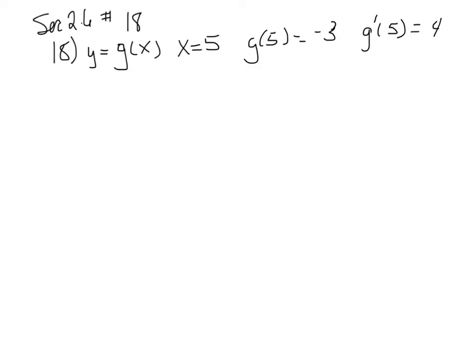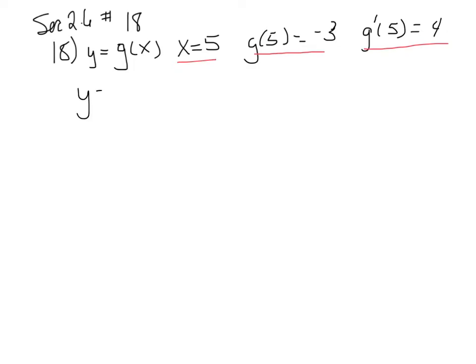So in other words, we don't know what the actual function's graph looks like, but we do know the point we're supposed to find it at, and that point happens to be x equals 5. We know that the value of the function at x equals 5 is negative 3, and we know the slope of the function at x equals 5 is 4. That's what all these things mean.